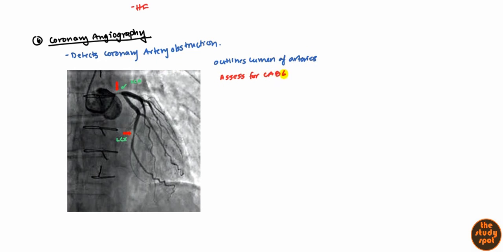And when do you use this? Basically, if you assess for CABG, and CABG is when you do open heart surgery. We'll talk about that in a little bit. And when you want to confirm the diagnosis of some type of coronary artery disease. Okay, so that talks about investigations there. Now let's look at how you manage this patient.